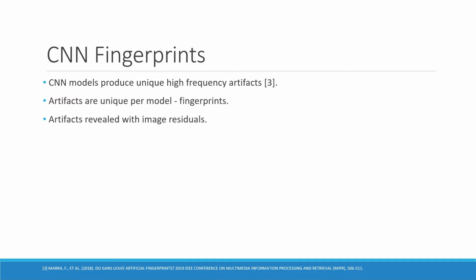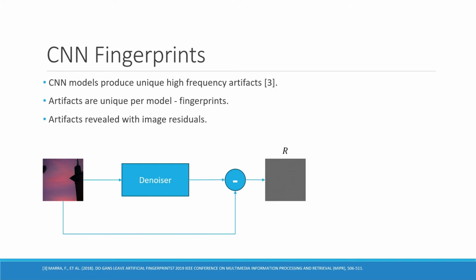Before moving on to our method, let's discuss two concepts. First of them is CNN fingerprints. CNN models produce images with high-frequency artifacts. To reveal these artifacts, we need to extract the residual of an image. To do so, we simply take a denoiser, denoise the image, and then subtract the result from the image. We may see that the residual is basically the set of high frequencies of the image.